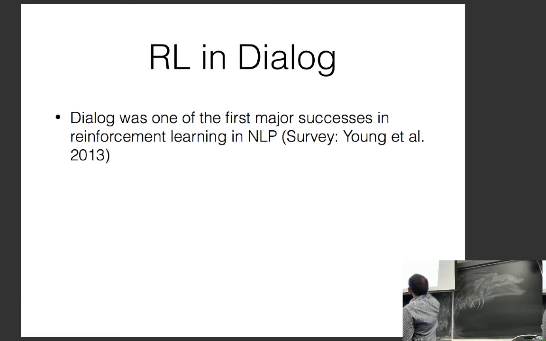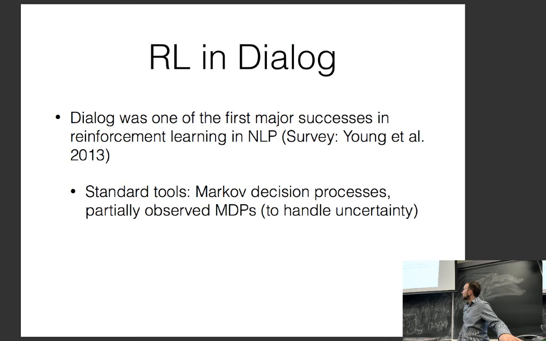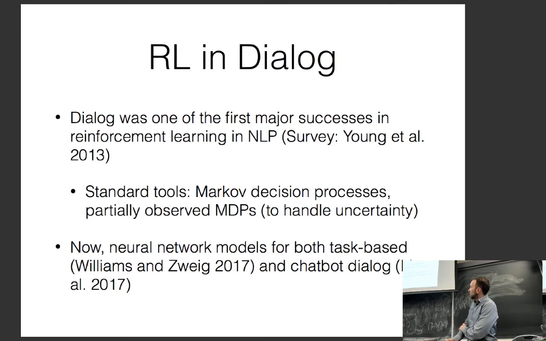So there's a good survey by Young et al. in 2013. This is on partially observed Markov decision process models. This was done before everything became neural, so obviously it doesn't have this, but it can give you references going back 20 years on this. Now the obvious thing to do is to apply all our reinforcement learning techniques that we have for neural methods to Dialog as well. So there are also neural network models for task-based and kind of chatbot-based dialogue.